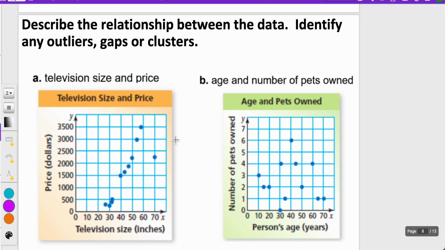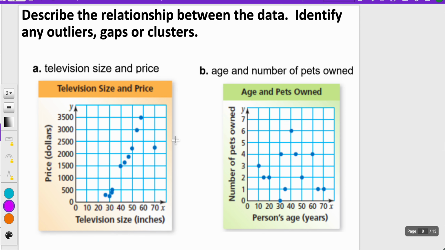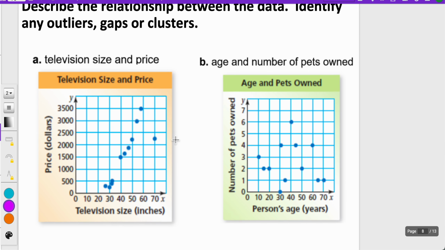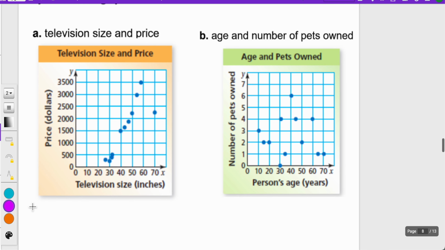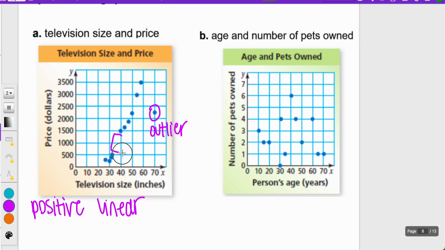So the next one says, describe the relationship between the data and then identify any outliers, gaps, or clusters. So this first one, we are having a positive linear relationship. Okay. We are seeing a few things. Right here, we're going to see an outlier. And it's looking like we've got maybe a gap right here. And then I'm also showing these four as clusters.